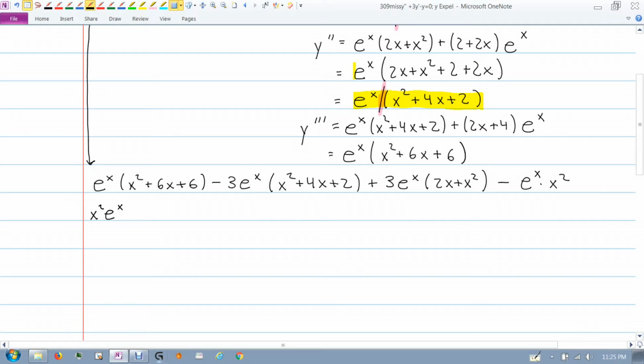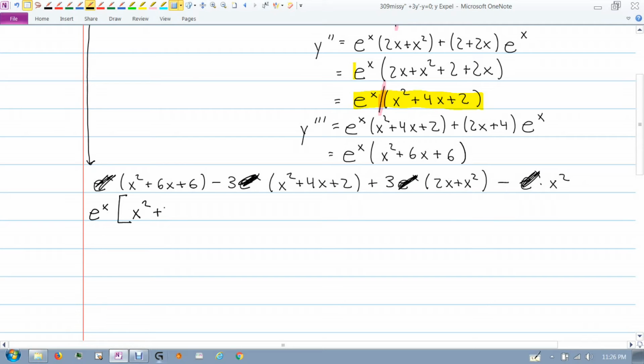Well, you know what I could do? I could just pull all the e to the x's out. E to the x, pull it out of everything. So it's really like gone from here, and gone from here, gone from here, and gone from here, sitting on the outside. Then I'm just combining these things.